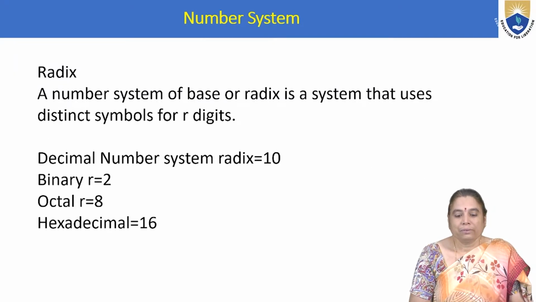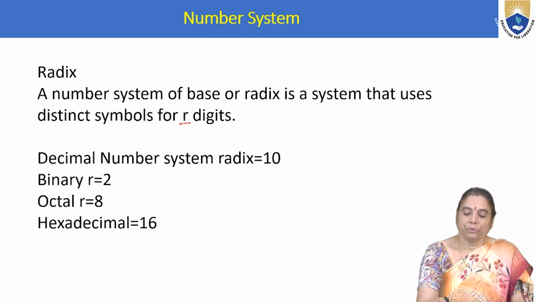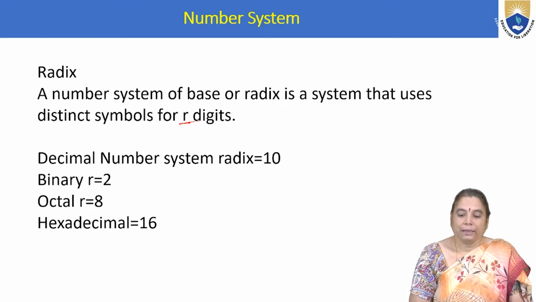In the number system, the major element is the radix. What is radix or base? The number of digits or symbols used in that particular number system is indicated with the radix or base. Generally, the small letter r is used to denote the radix of the particular number system.